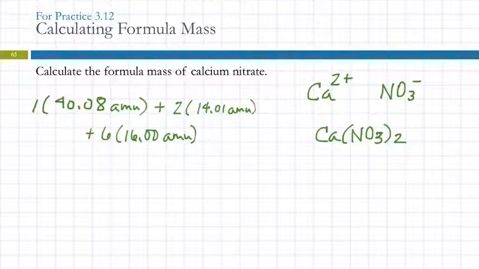So I have rounded my masses to 4 significant figures. That's fine. Don't round more than that. You're welcome to show all of the digits that are on the periodic table. So I've got 40.08 plus 2 times 14 plus 6 times 16. So 164.1 is what my calculator tells me.